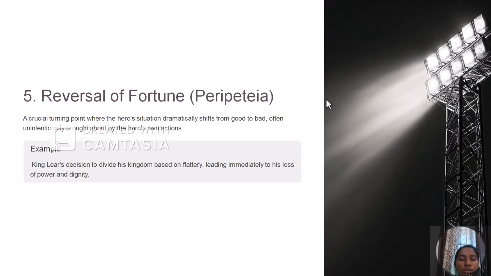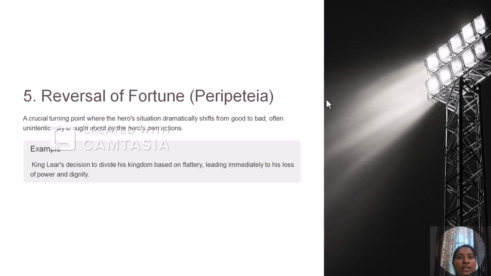Reversal of fortune, peripeteia. Peripeteia or the reversal of fortune is a decisive turning point in the play. It marks the moment when the hero's fortunes change from prosperity to ruin. This shift usually results from the hero's own actions or decisions, not from mere incident.